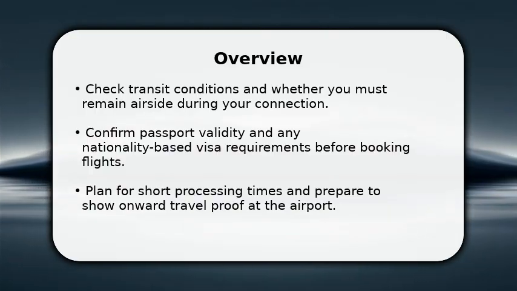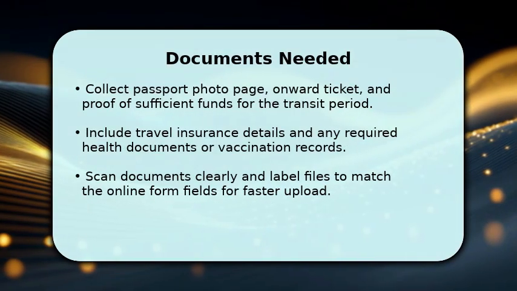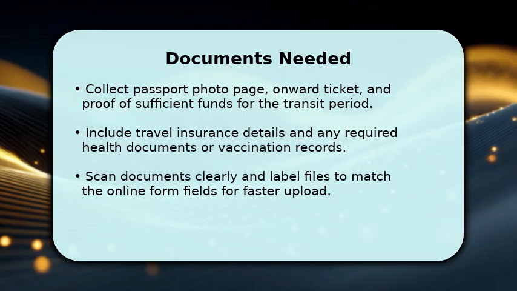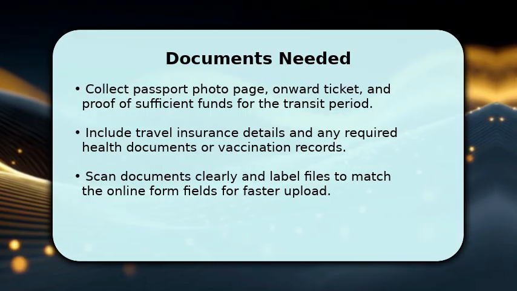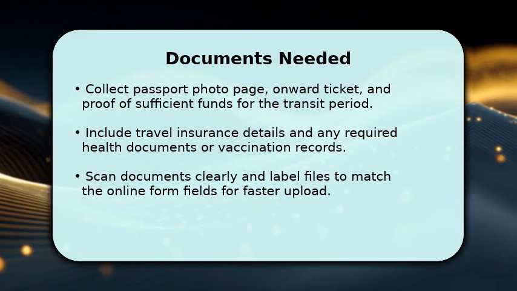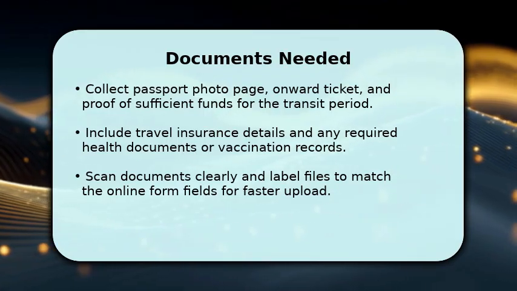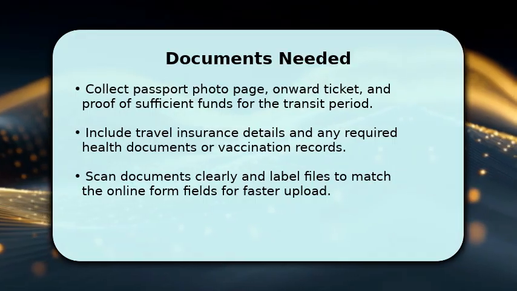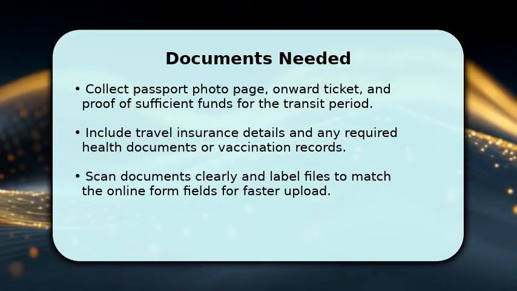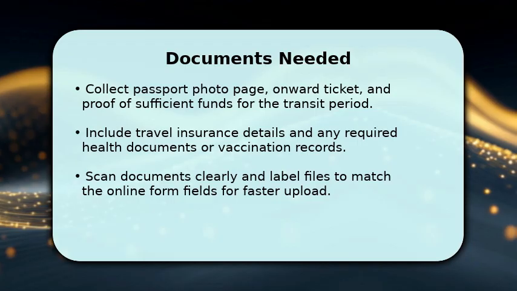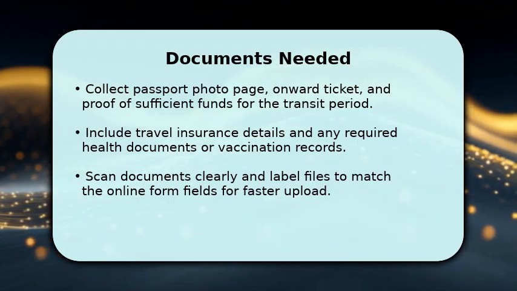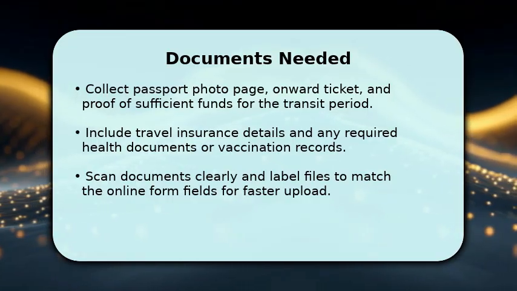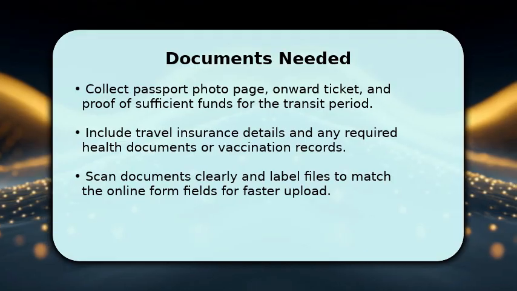the online process. Gather the documents you will upload so the application is smooth and fast. Bring your passport photo page, onward ticket confirmation, and proof of sufficient funds. Obtain any required health documents and travel insurance details, and prepare a brief itinerary stating transit duration and airport locations. Ensure scanned files are clear and under the size limits before you proceed to the online form submission. Allow time for translations if documents are not in English.